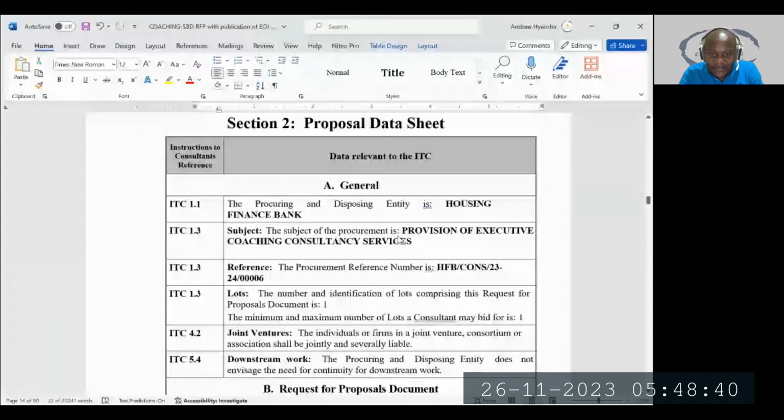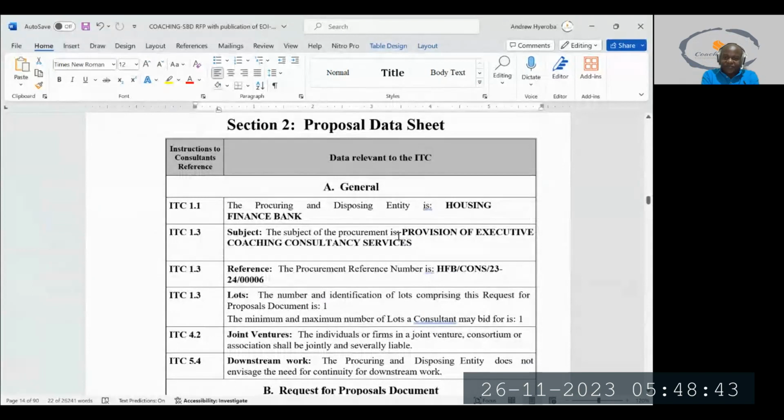So this is a very important data sheet. Who is asking for services? Housing Finance Bank. What is the subject? Executive coaching, consultancy services. And then they say, what is the procurement reference number? We shall always quote this. What is the lot number? You can only bid for one lot.